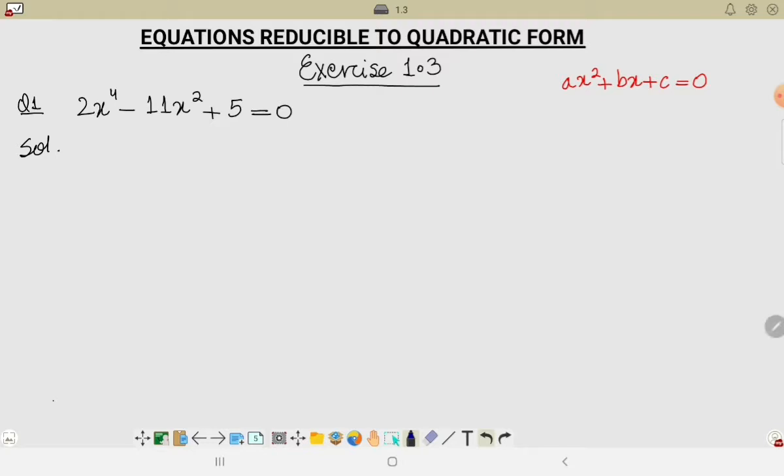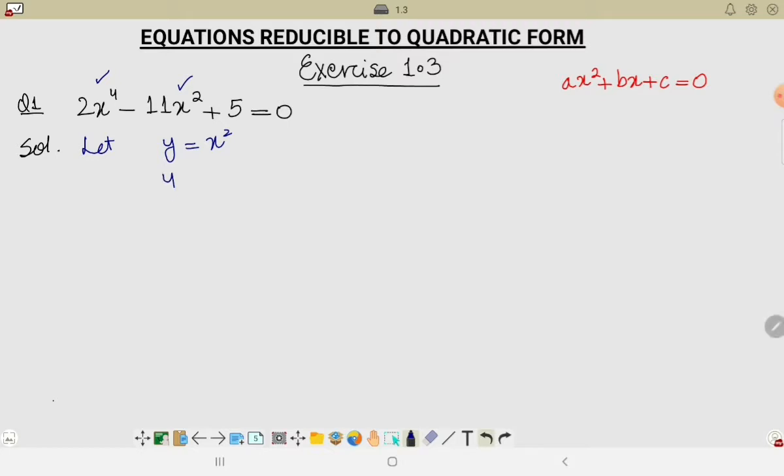2x raised to power 4 minus 11x square plus 5 equal to 0. This equation is actually called a biquadratic equation. So what substitution are we going to make? We'll suppose let y is equal to x square. So instead of x square we will write y. So we'll just make one substitution, and out of that substitution we'll find out the value of other powers of x also. So the whole equation will either be in x or in y.